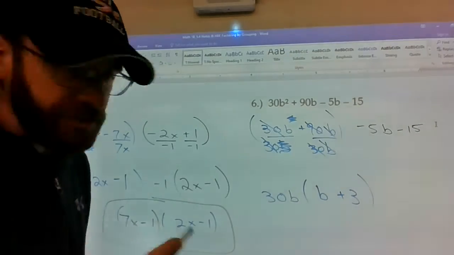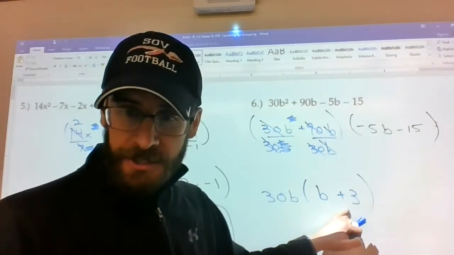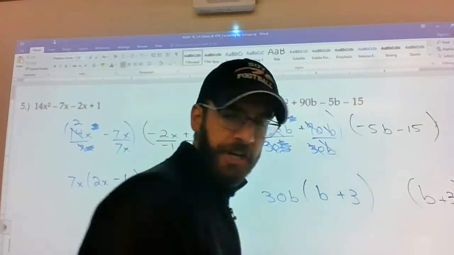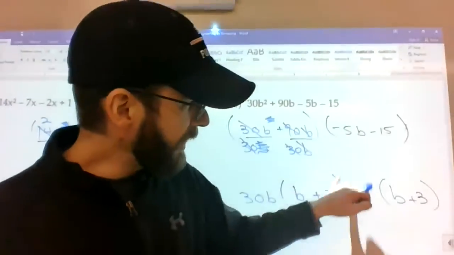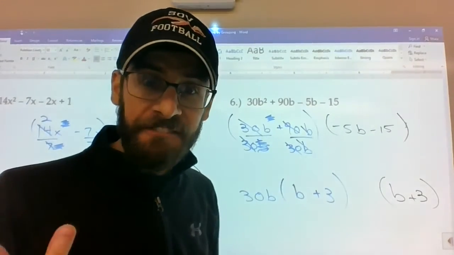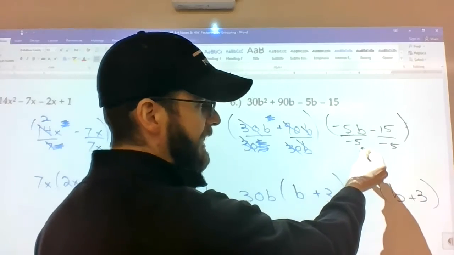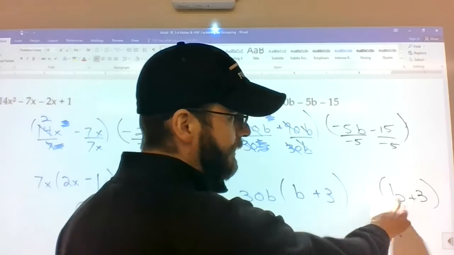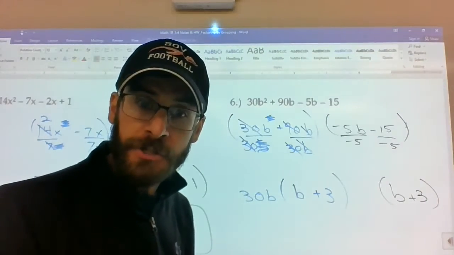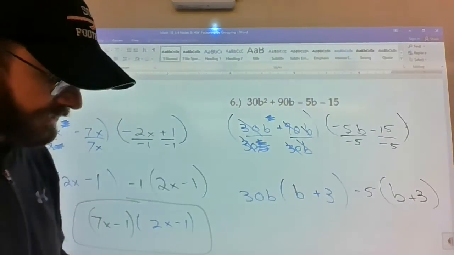The black ink group that's totally factored looks like, you know what? I'm trying to create a b plus 3 in my second set of parentheses. So you can almost reverse engineer this and say, what do I divide this by to get that? Negative 5. Negative 5 divided by negative 5 creates the positive 1b in front, and negative 15 divided by negative 5 creates the positive 3 right there. So negative 5 is going to be the GCF that you put on the outside of the parentheses.